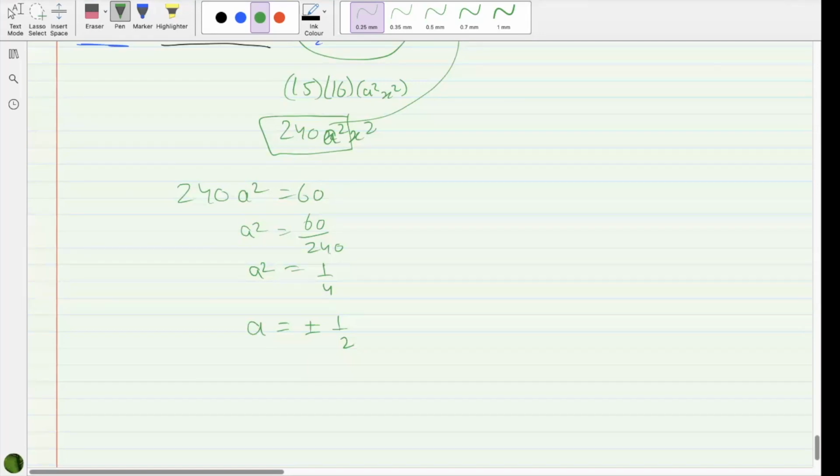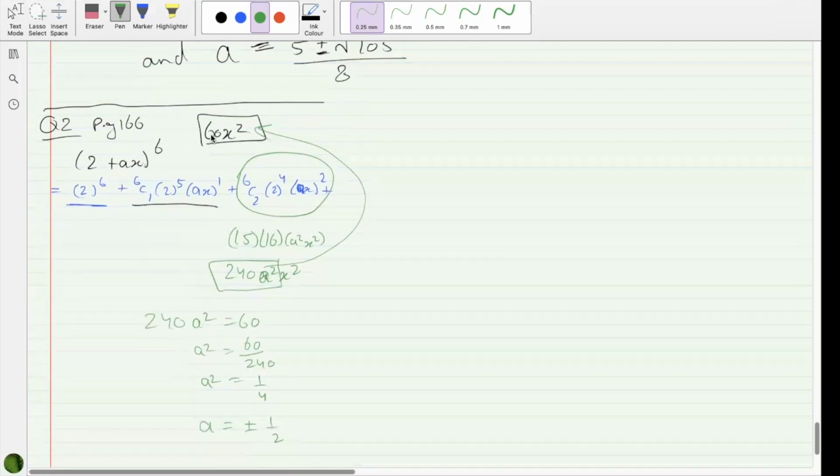Any question related to this question number 2? Yes, sir. What page is this question again? 166. Oh, okay. Question 2? Yeah, we just did question 2. So any issue in this?